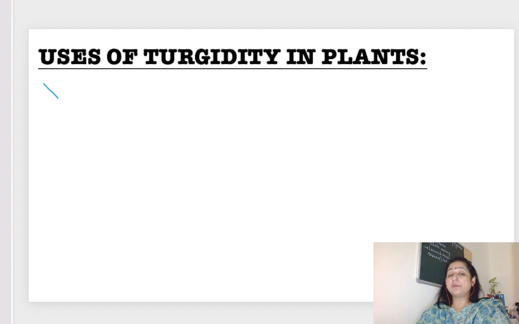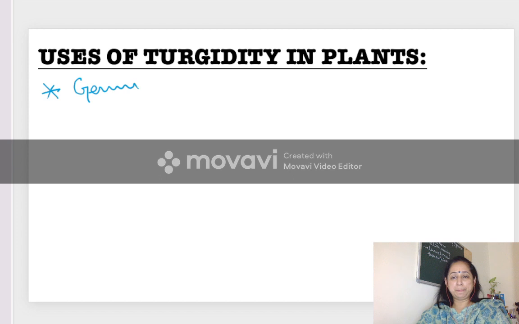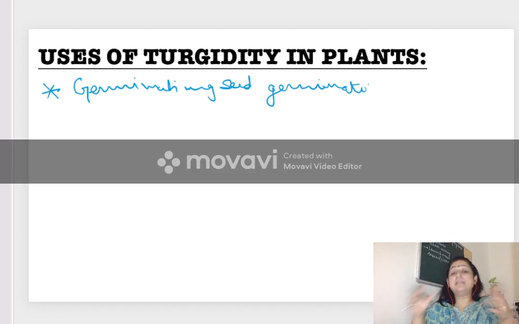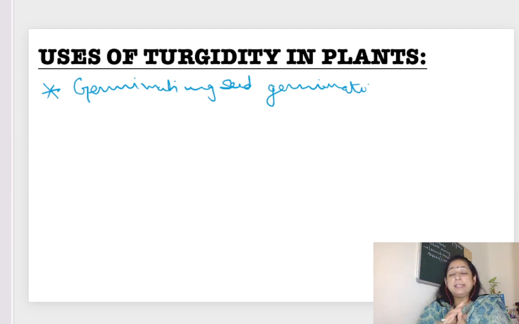So what are the uses of that turgidity? One, as you see, the germinating seeds. This is very simple, you can do it at your home also. Take a few gram seeds, put them in water overnight, keep for 2-3 days, you will see that they will germinate. The water inside the seed tends to break the seed coat, and hence the plumule and radicle move out and germination starts.